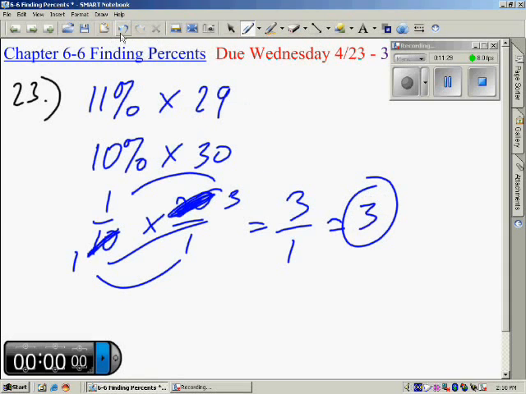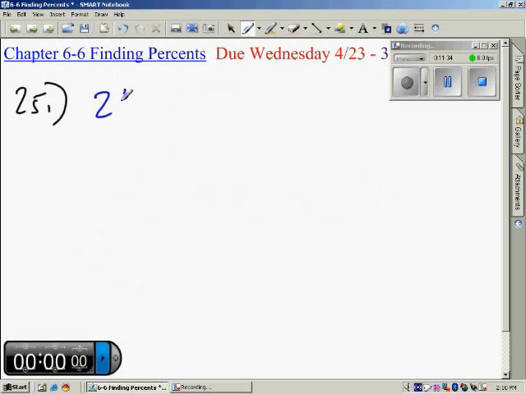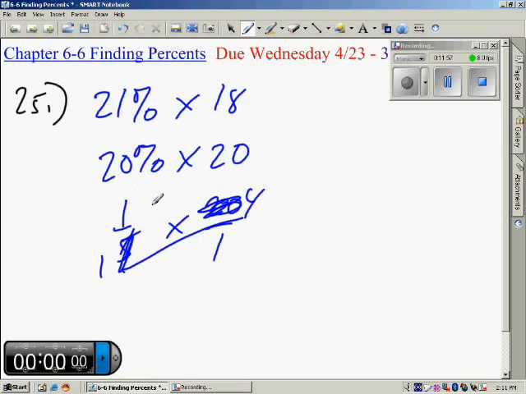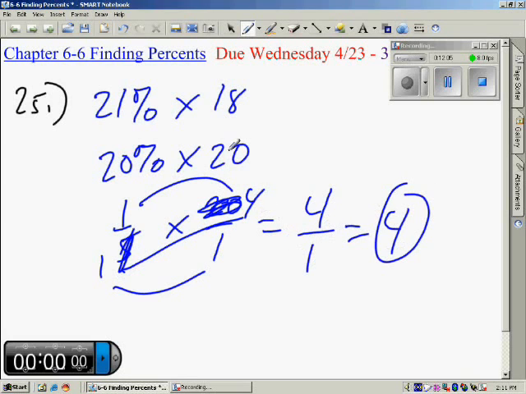Alright. Moving on to 25. You have 21% of 18. Okay? Now basically, I would just say 20% of 20, just rounding them both ways. So 20% would be 1/5 of 20 over 1. And you divide by 5 on both sides. You get 1 and 4 there. So draw your arcs. 1 times 4 is 4. 1 times 1 is 1. And you get an answer of 4.